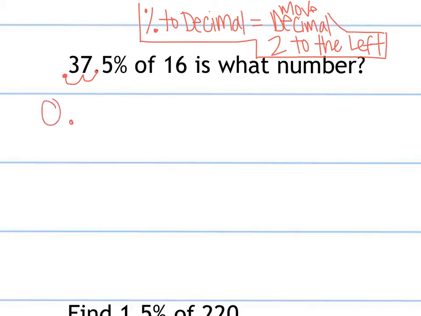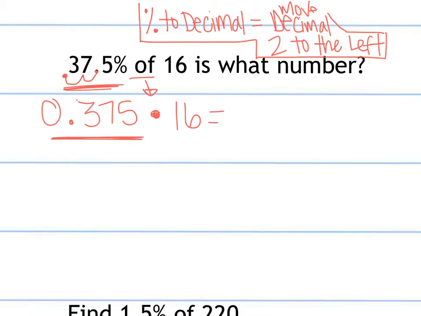So we end up with 0.375 times 16, because there's my "of," which is my multiplication. I'm not going to round this. I'm going to leave it because I want all the numbers from my percent. So then we have 0.375 times 16, which equals 6. 37.5%, which is between 37 and 38% of 16.